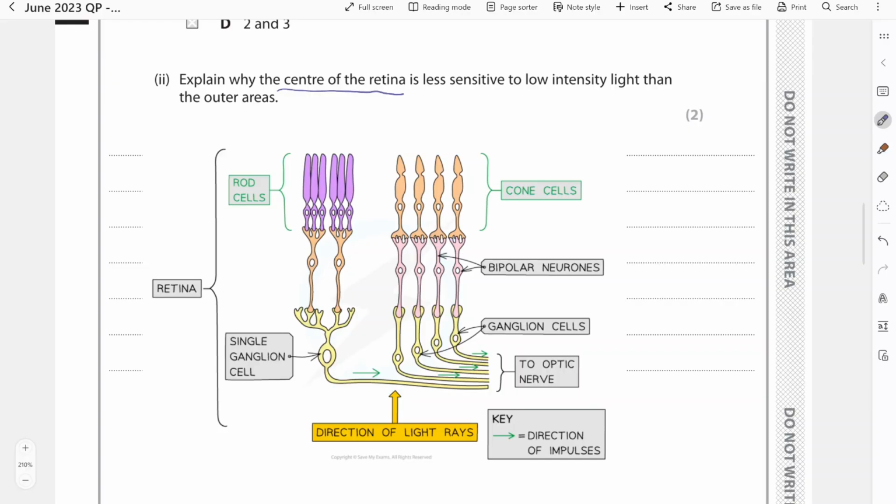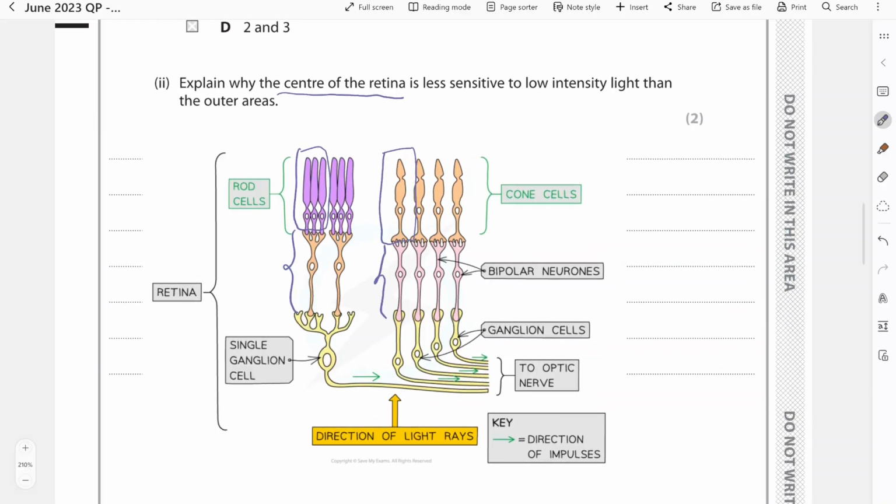So remember, rod cells are good for detecting low light intensity. Cone cells are very good at detecting color. So let's get back to this diagram. There's this term called spatial summation. Here we have multiple rod cells that are connected to one bipolar neuron, whereas for cone cells, you have one cone cell connected to one bipolar neuron.